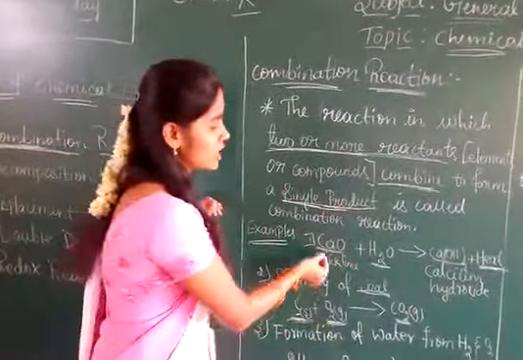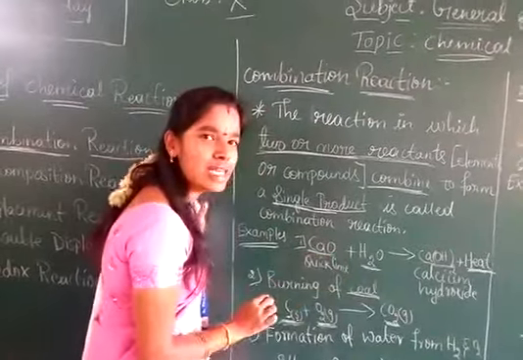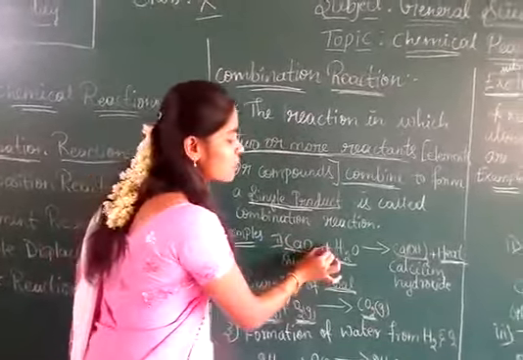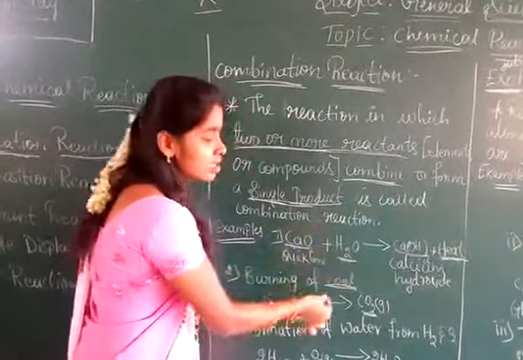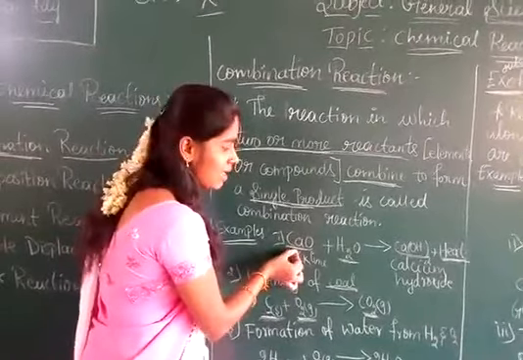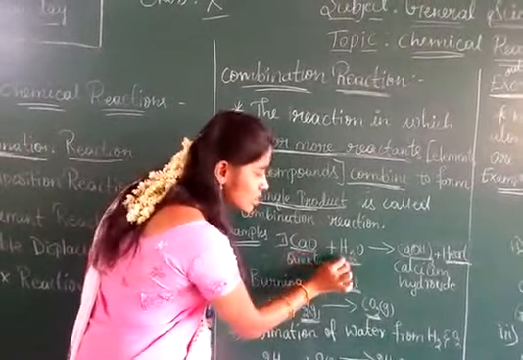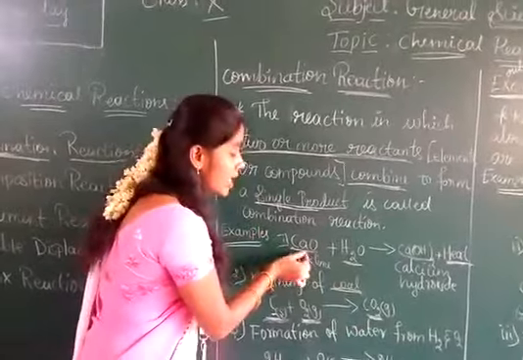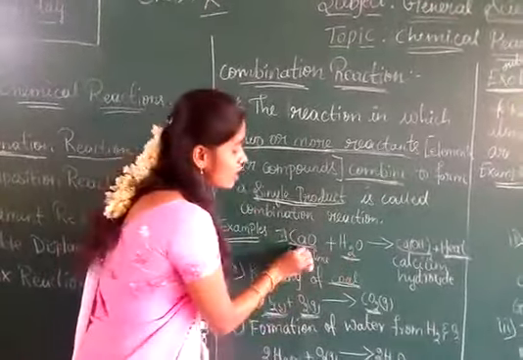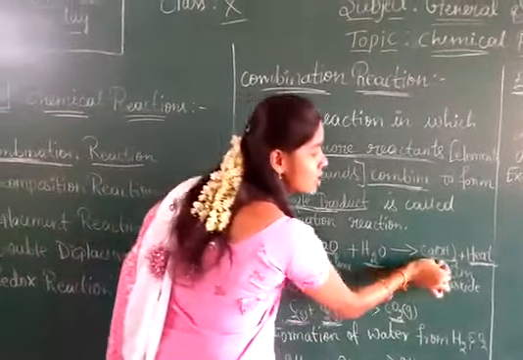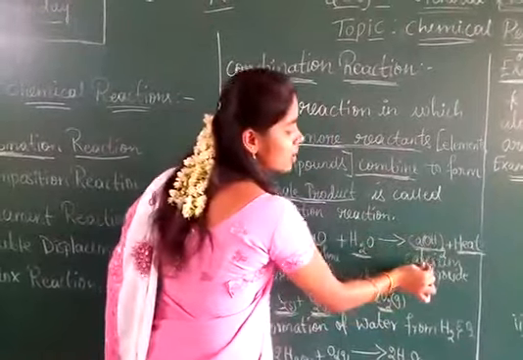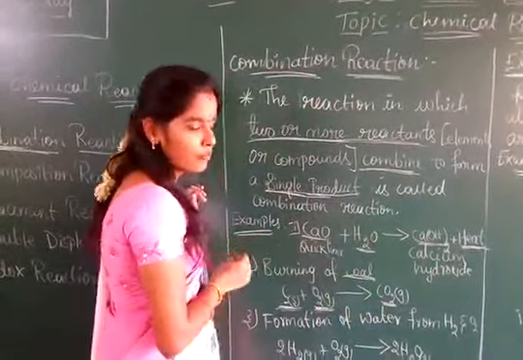First example, you can see here calcium oxide. CaO is calcium oxide, and calcium oxide reacts with water. This is the molecular formula of water, and the molecular formula of calcium oxide. Here, how many reactants are there? 2 reactants. Calcium oxide is 1 reactant, water is 1 reactant. These 2 reactants react to form a single product, Ca(OH)2, which is calcium hydroxide.